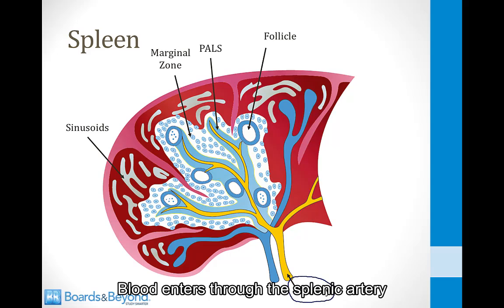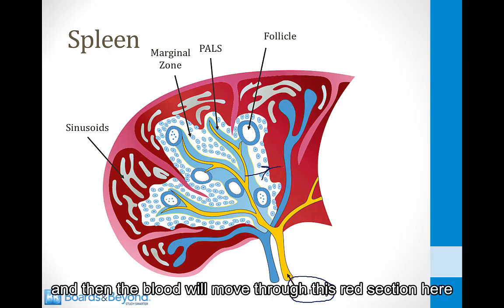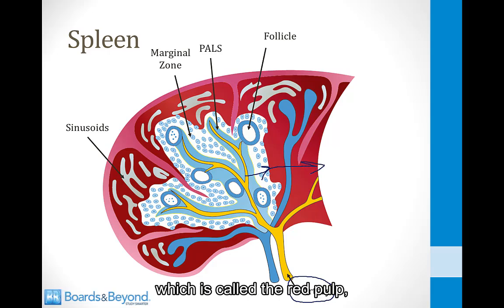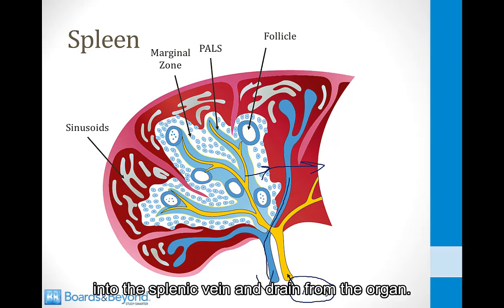Blood enters through the splenic artery, and then the blood will percolate through two sections of the spleen. The first is this white section here, and that's called the white pulp. And then the blood will move through this red section here, which is called the red pulp, and eventually it will find its way back into the splenic vein and drain from the organ.